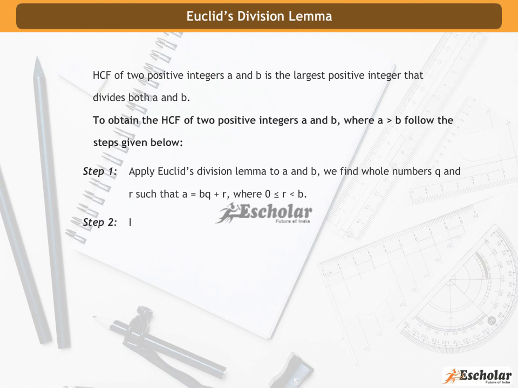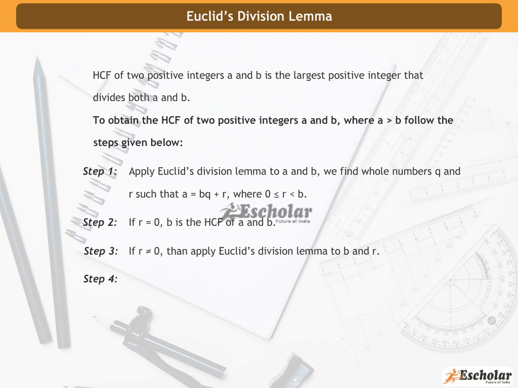Step 2. If r is equal to 0, b is the HCF of a and b. Step 3. If r is not equal to 0, then apply Euclid's division lemma to b and r. Step 4. Continue the process till the remainder is 0. The divisor at this stage will be the required HCF.